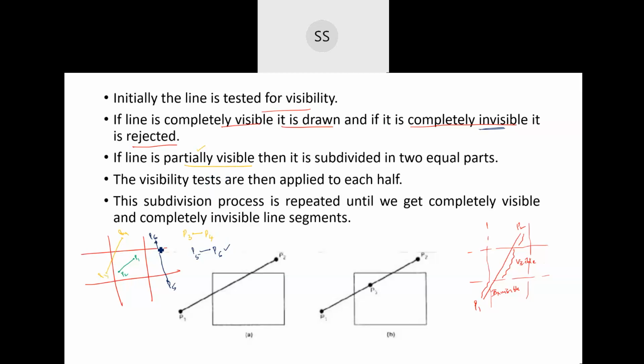But if you consider the line segment which is joined by the endpoints P5 and P6, we find that the line segment is completely outside my window. I can simply clip out or reject the line segment which is joined by the endpoints P5 and P6.